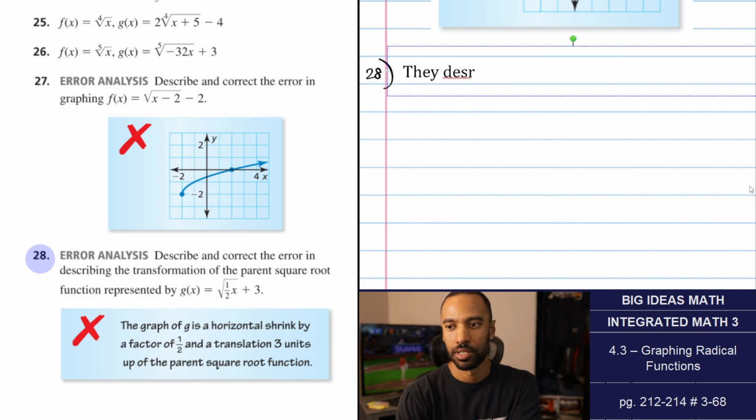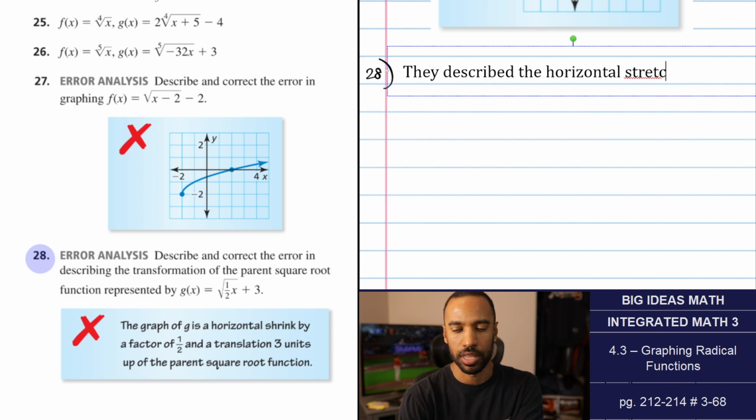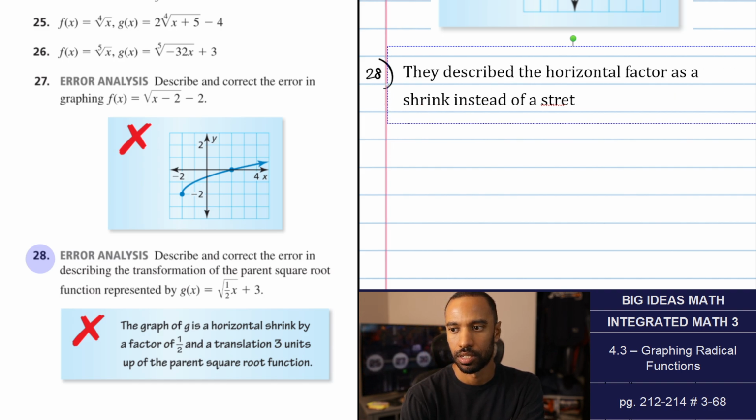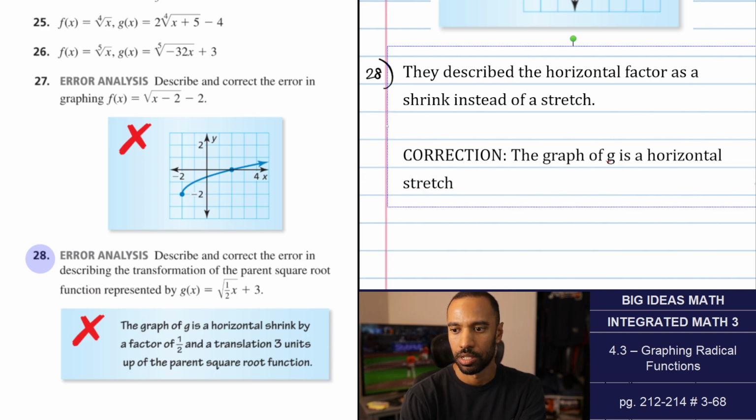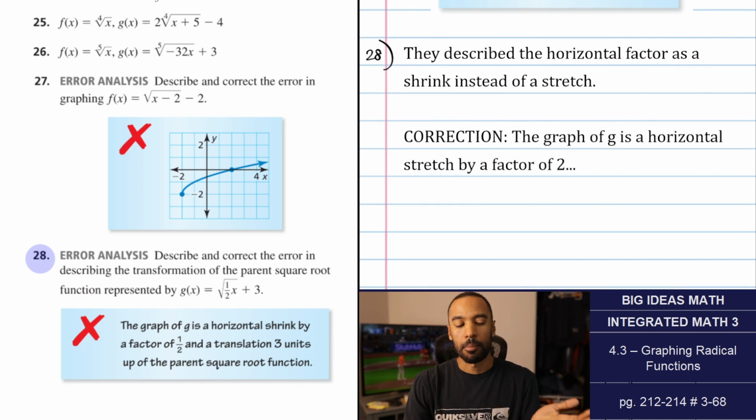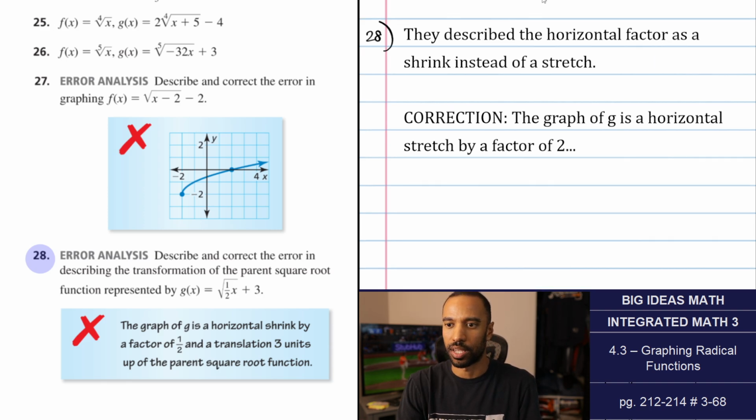They described the horizontal factor as a shrink instead of a stretch. Correction: the graph of g is a horizontal stretch by a factor of 2. The rest is as is. Remember, now your x values have to be twice as big to yield the same y values as before. That's why it's a stretch, not a shrink.